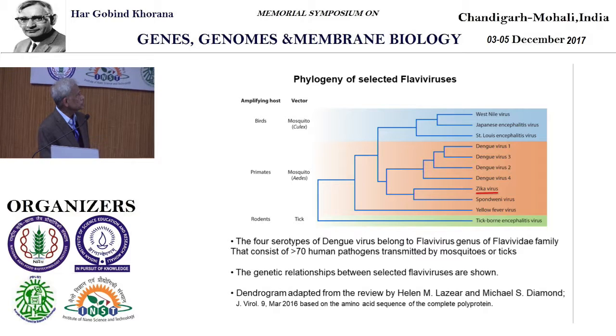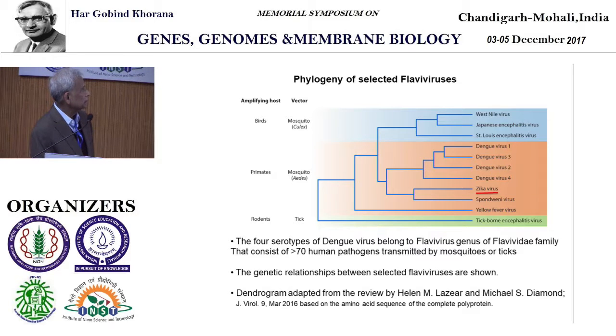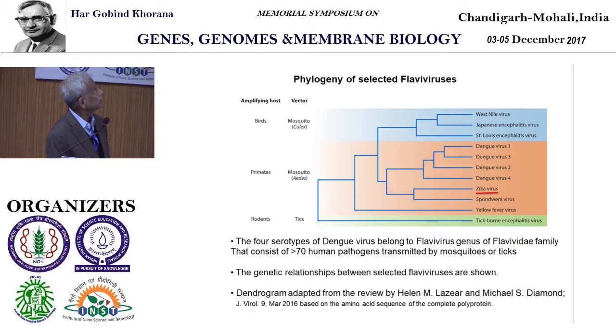The genetic relationship in this phylogram is shown here, and you can see that dengue 1 to 4 are closely related, and then the rapidly spreading Zika virus is closer to dengue, and the Japanese encephalitis and other encephalitic flaviviruses are a little distant from this, and the prototypic member of this flavivirus family is yellow fever virus.